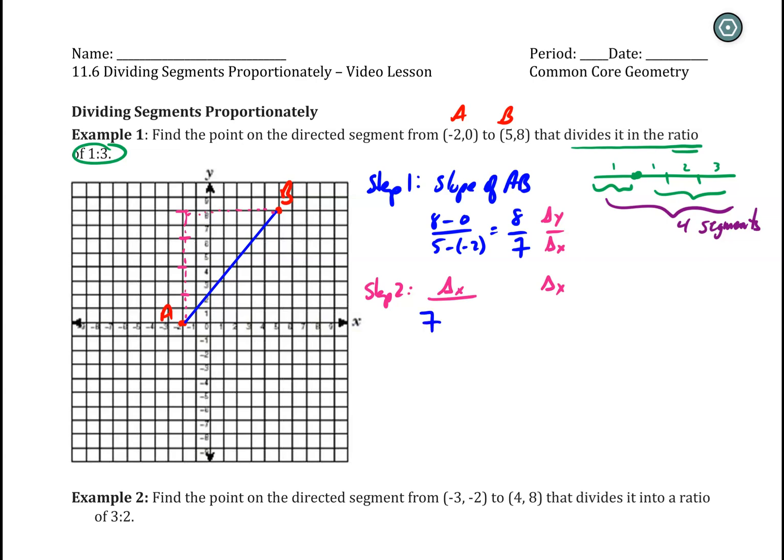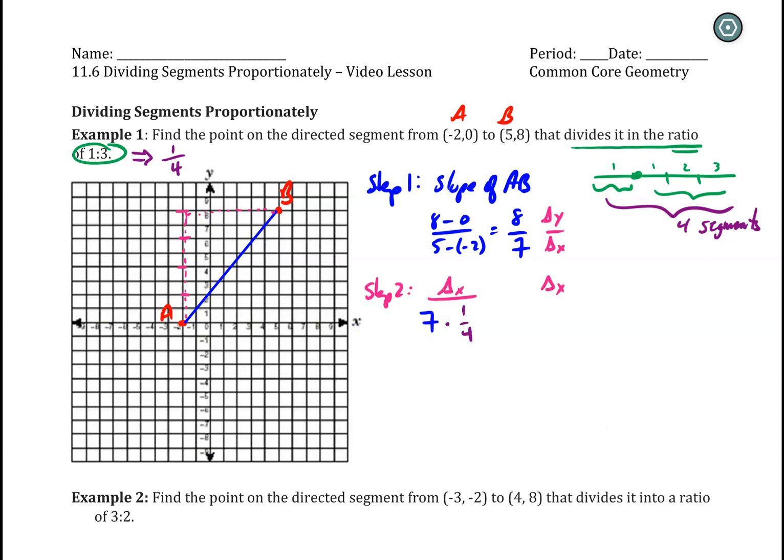So I'm going to take the 7, and I'm going to multiply it by whatever this segment was. So in this, even though it's a ratio of 1 to 3, that means I'm going to have a fraction of 1 out of 4. I just simply add up whatever the ratio is, and the first number goes on the top, and then the total goes on the bottom. So I'm going to multiply this by 1/4.